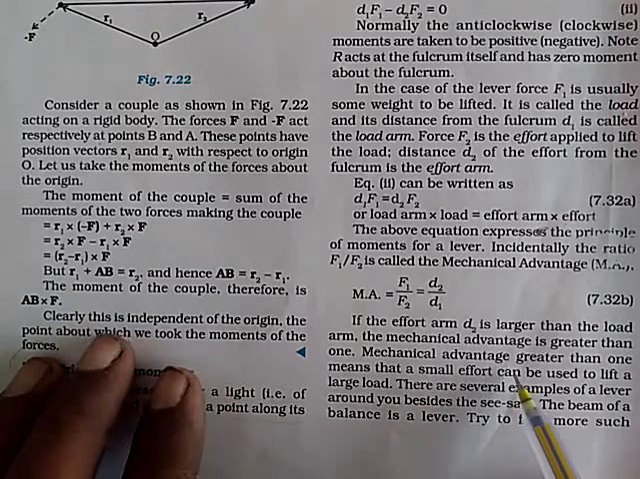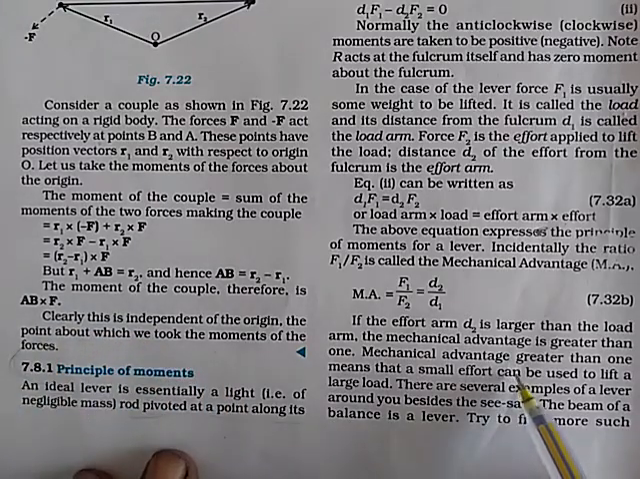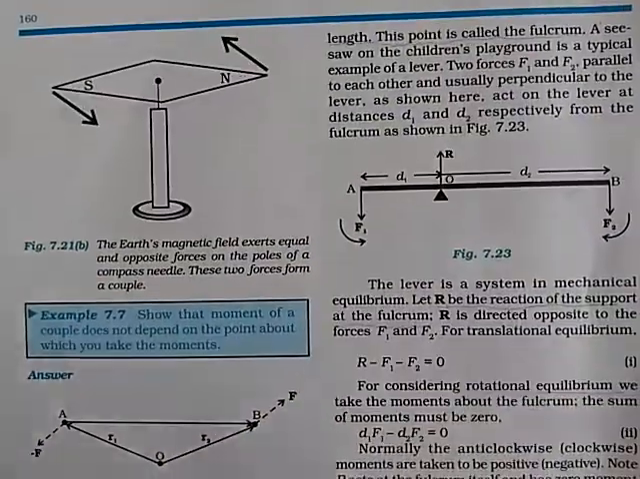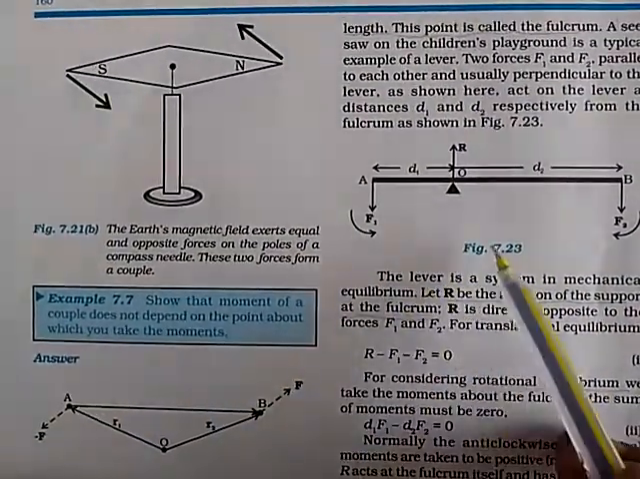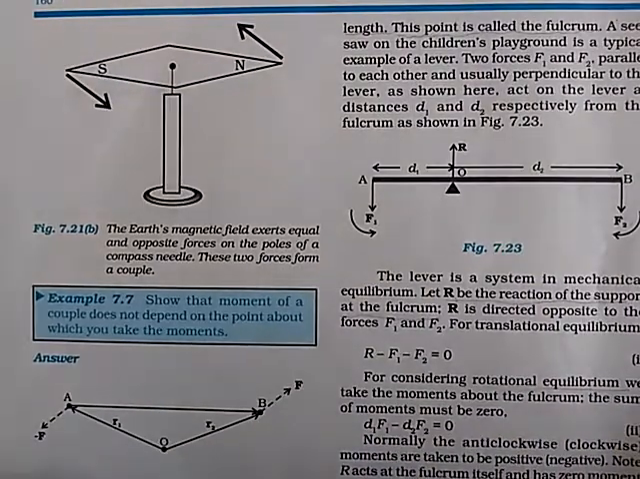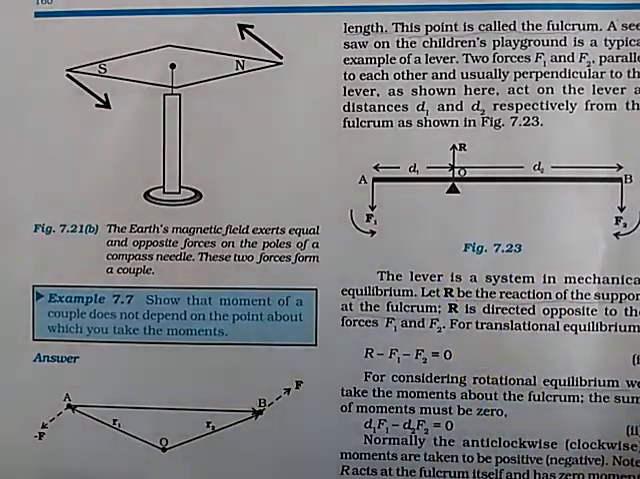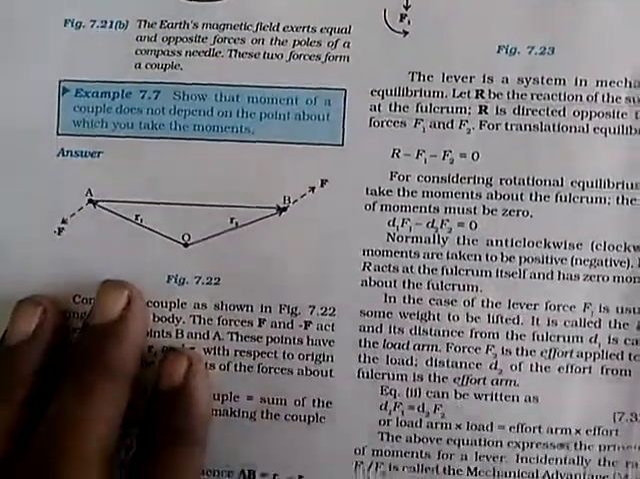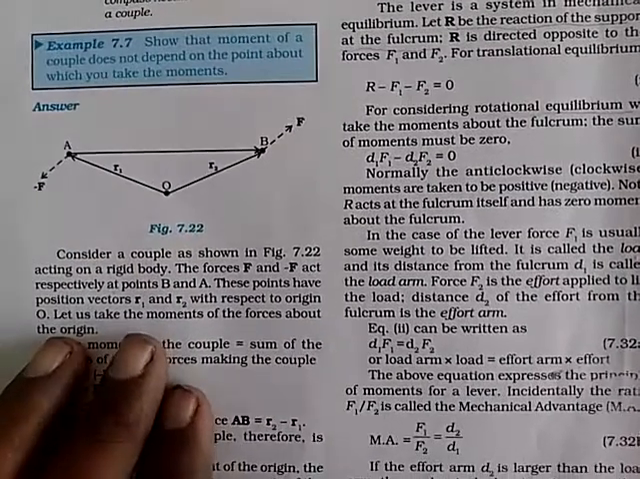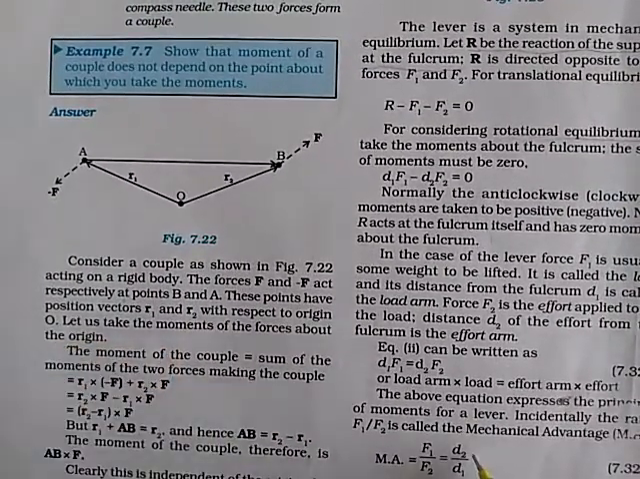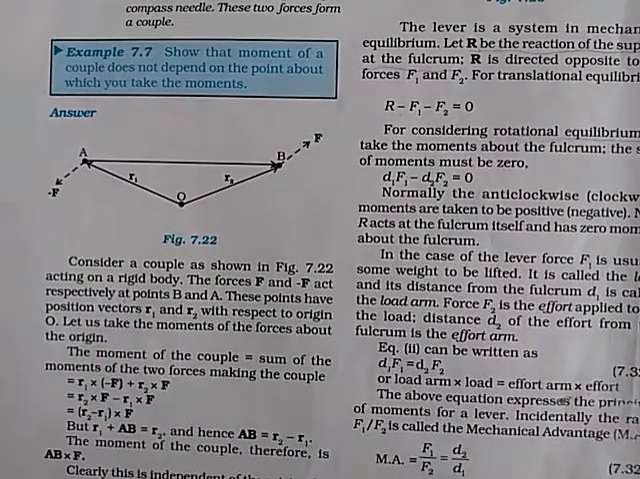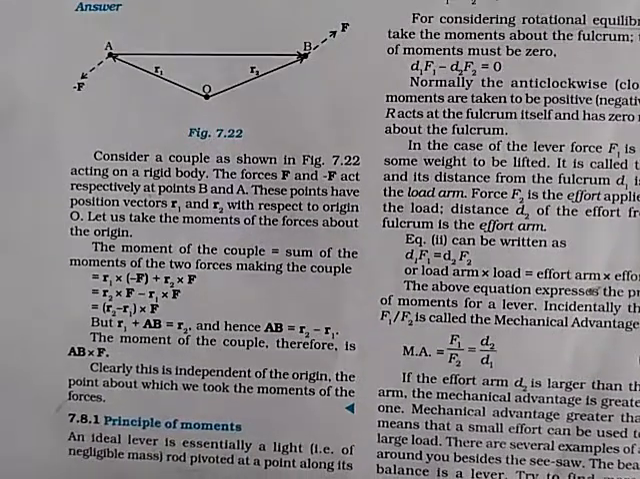So this is the concept of the principle of moments, and we have seen what the fulcrum is, and what the notation is. Anti-clockwise means positive, clockwise is negative. We have discussed the load arm and the effort arm, and to have a mechanical advantage greater than 1, d2 should be greater than d1. So this is the basic idea of the principle of moments.